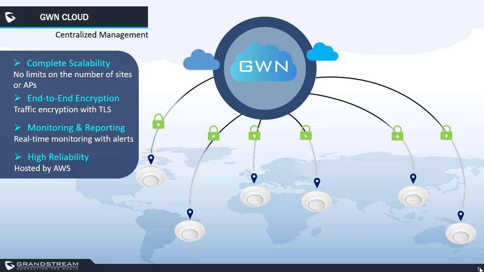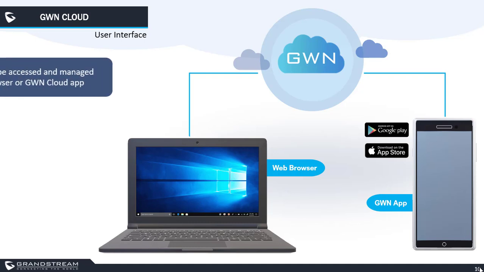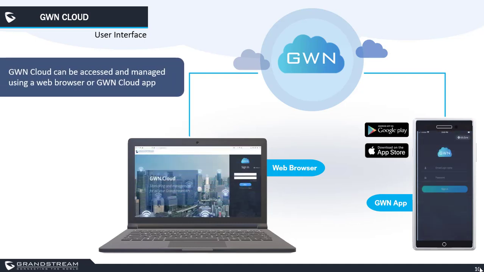It is also worth noting that GWN Cloud is hosted on AWS, or Amazon Web Services, which is a very reliable service. So you don't have to worry about the system going down. As I mentioned a moment ago, GWN Cloud can be accessed from anywhere using a web browser or the GWN app, which is free and available for both iOS and Android smartphones.